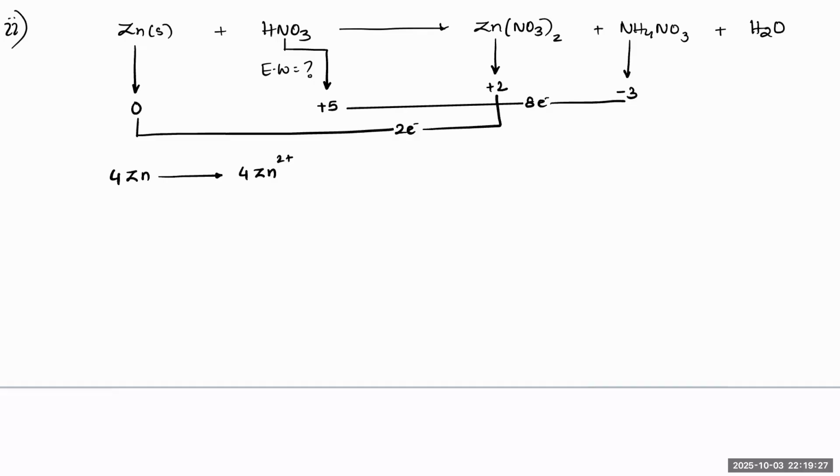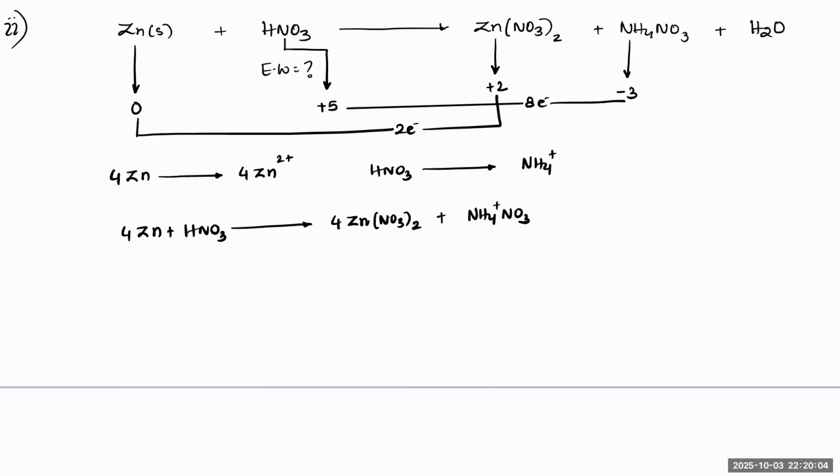And here in the case of HNO3, it is converting into NH4 plus. So there is 8 of electrons. So only one should be present here. Okay. So by adding, I should get this as 4 Zn plus HNO3. Right. That must be giving 4 Zn. Now let me bring back NO3 again twice plus NH4 plus and NO3 minus. Okay, clear?